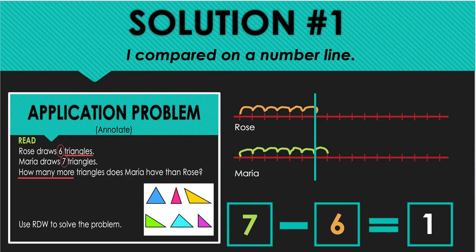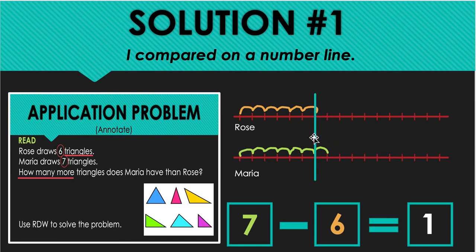All right, solution number 1. I compared on a number line. The first way I solved this was to compare the triangles between Rose and Maria. So if you look at my first number line, I did 6 jumps to show that Rose had 6 triangles. On my second number line, I did 7 jumps to show that Maria had 7 triangles.